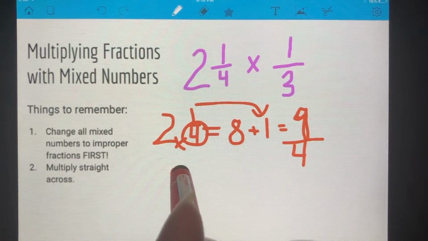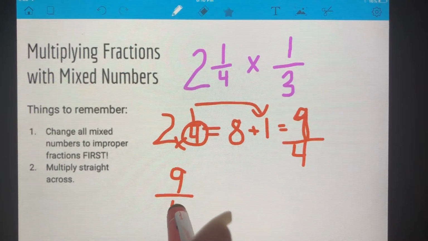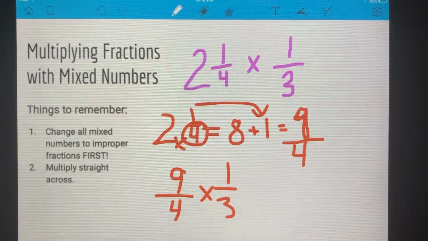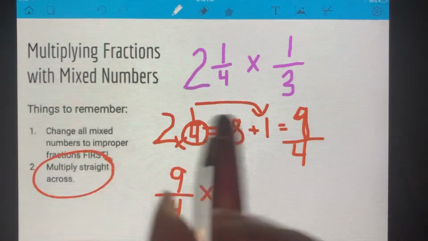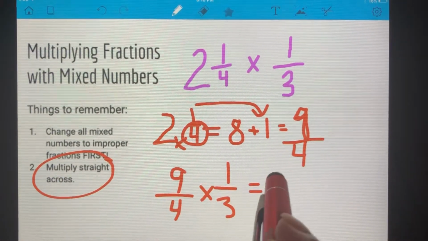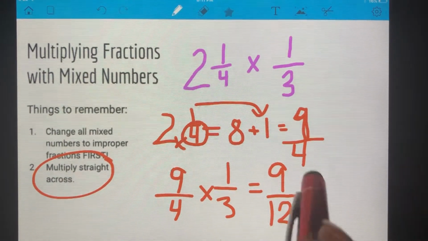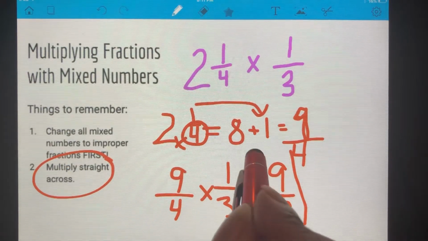So now we have 9 over 4 times 1 over 3. All right, and then we just multiply straight across. So 9 times 1 equals 9, and 4 times 3 equals 12. So our final answer is 9 over 12.